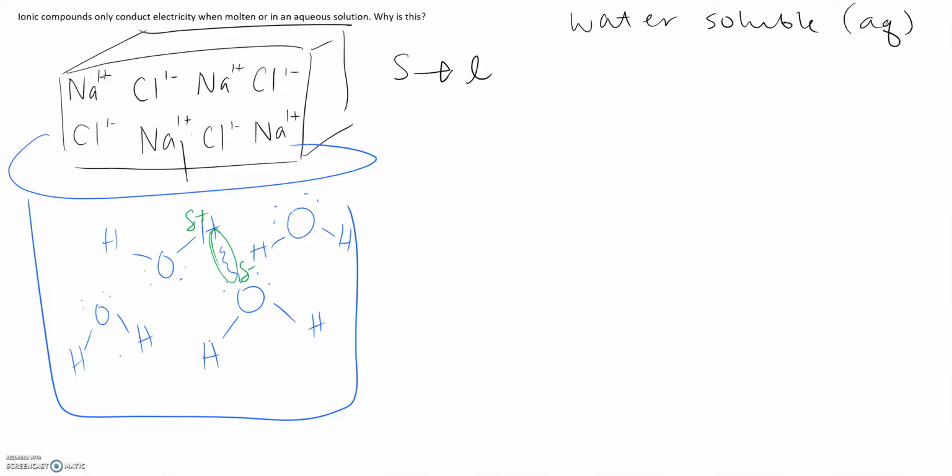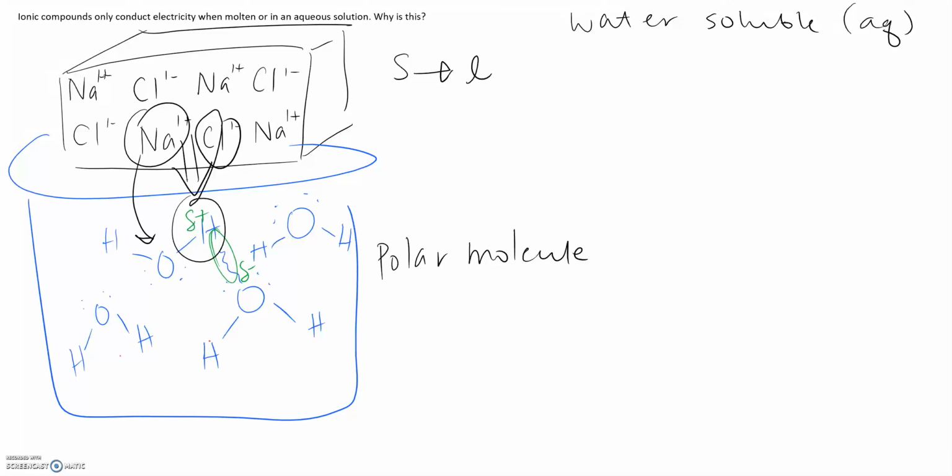Now I throw this chunk of salt into it, and these partial positives and partial negatives are going to start breaking apart the positives and the negatives of this crystalline structure because the electrostatic force, that strong attraction from the water, is going to be able to pull it apart. The water is a polar molecule. We don't want to forget that. And so we're going to break up this ionic lattice with the partial positives breaking those Cl's apart, and these partial negatives going with the sodiums.